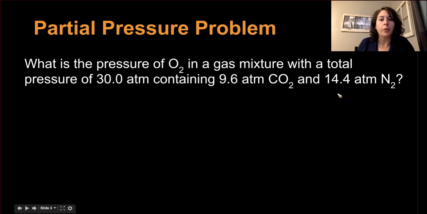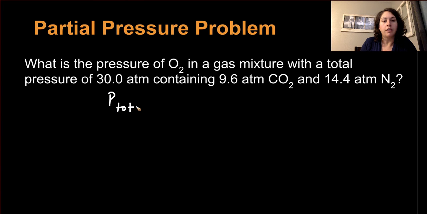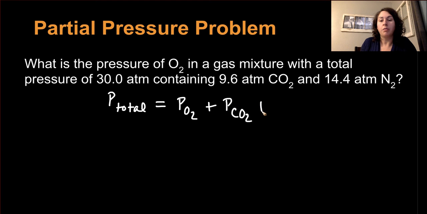It says, what is the pressure of O2 in a gas mixture with a total pressure of 30 atmospheres containing 9.6 atmospheres of carbon dioxide and 14.4 atmospheres of N2, nitrogen gas? All we have to do is add in what we know. So we know that P total is going to be the sum of these three gases: the pressure of the O2 plus the pressure of the CO2 plus the pressure of the N2.